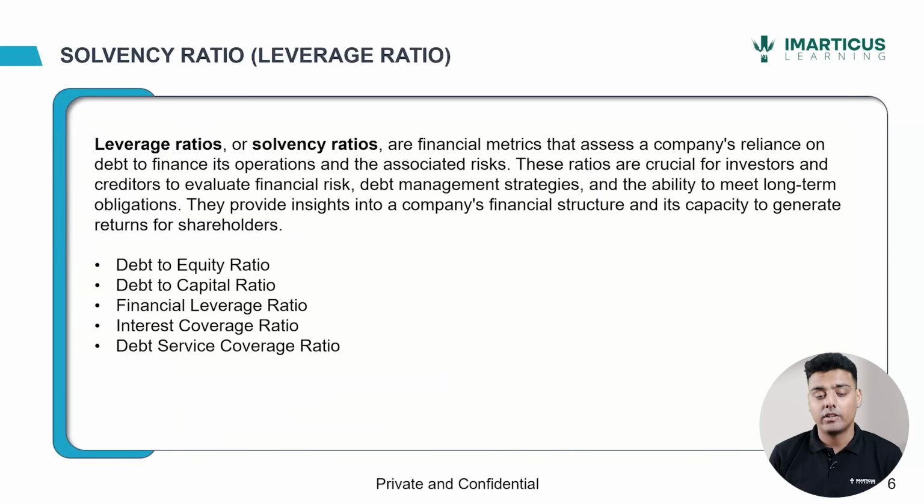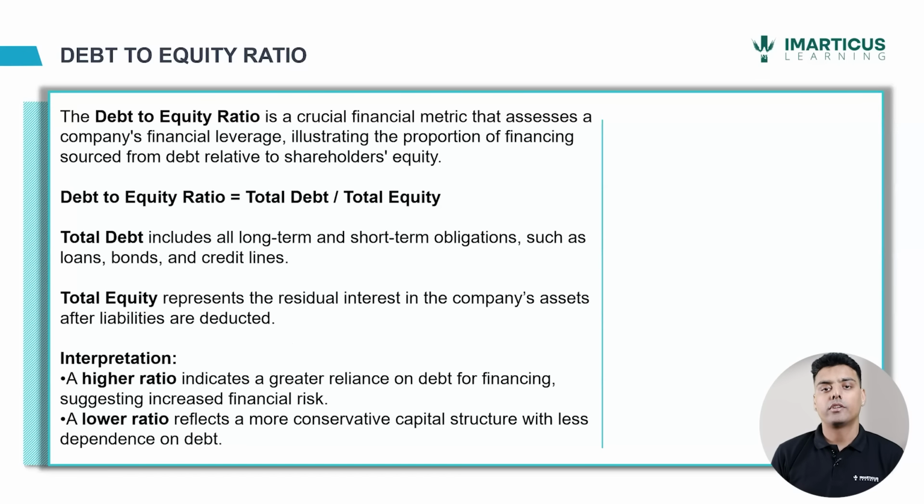The ratios that we'll be covering under solvency ratios are debt to equity ratio, debt to capital ratio, financial leverage ratio, interest coverage ratio, and debt service coverage ratio. The first thing that we talk about is debt to equity ratio. What does debt to equity ratio mean? Debt to equity ratio is a measure which tells me how much of my company is financed by debt funds and how much of my company is financed by equity funds.